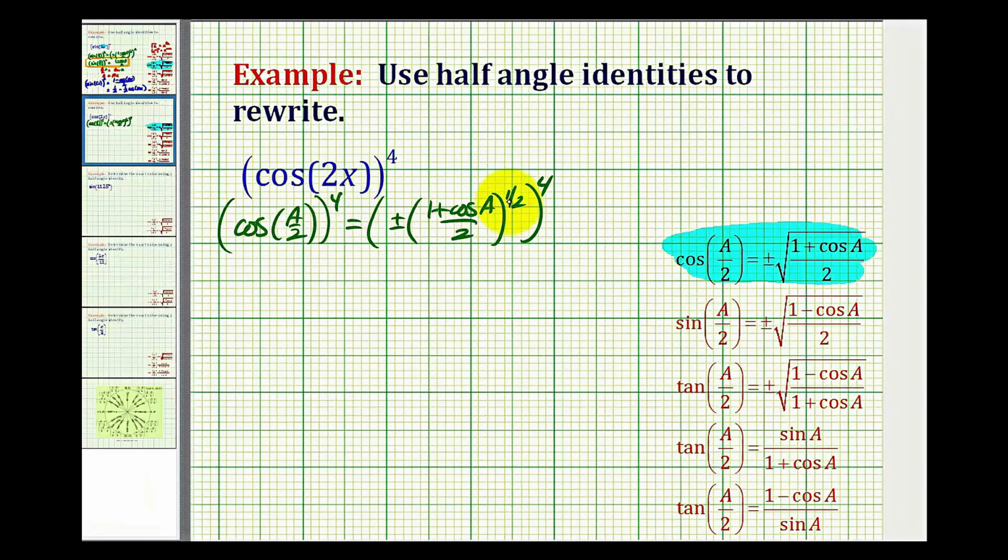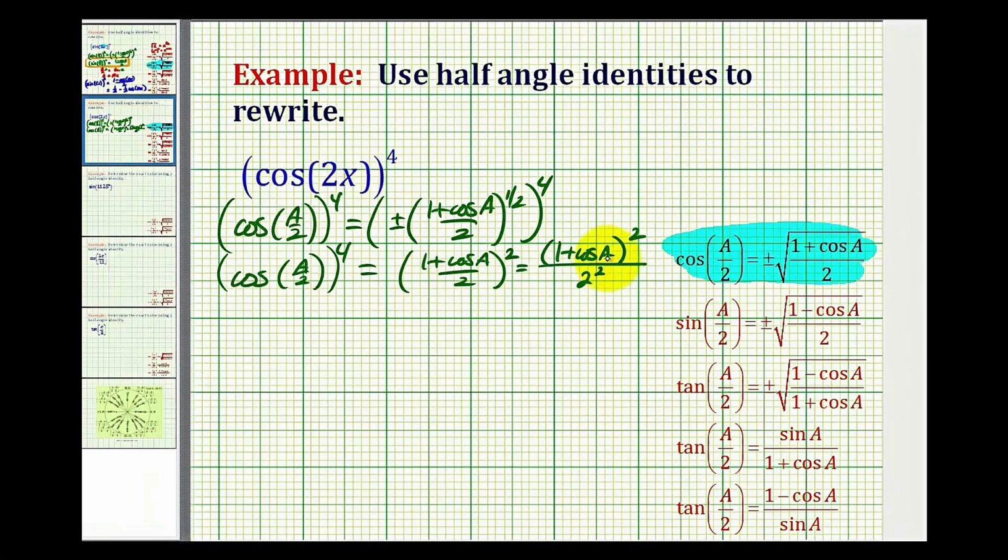Well, here we're going to have 1/2 times 4, that's going to be 2. So we have cosine of A over 2 raised to the 4th. It's going to be equal to 1 plus cosine A all over 2 raised to the 2nd power. Again, notice how the plus and minus symbol is no longer needed because we're raising it to an even power. And remember, to square a fraction, we can square the denominator and square the numerator.